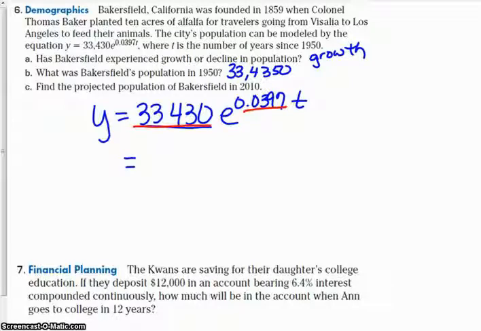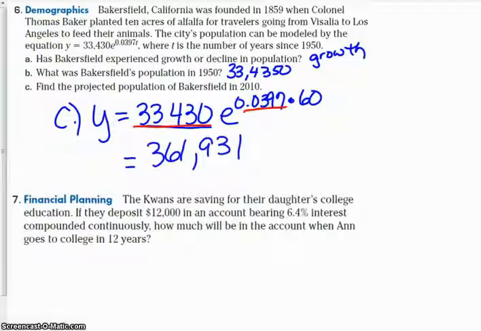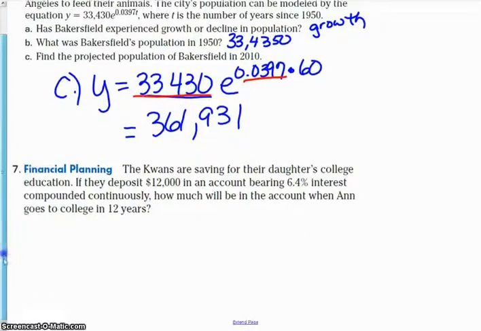Here, for part c, all we had to do is instead of this t, add in our time, and our time was 60 years. Then we just had to calculate it out. We had to take 33,430 and multiply it times e to the 0.0397 times 60. So that turned out to be 361,931.